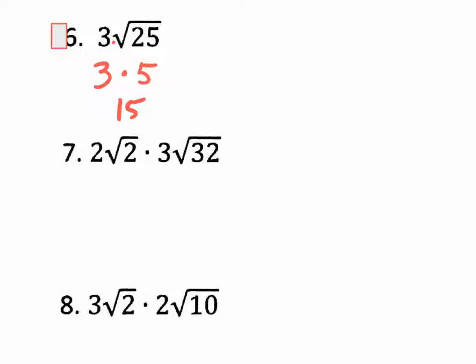Number 7. When you have a number times a radical, that's exactly what we're doing. We're multiplying, and then times the number 3, and then times the radical square root of 32. Now, you could simplify the square root of 32, and then get whatever number you get on the outside, multiply it by 3, and you'd still have radicals. Then you'd have to multiply numbers with numbers.